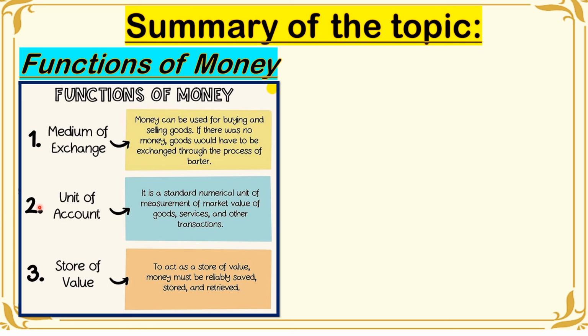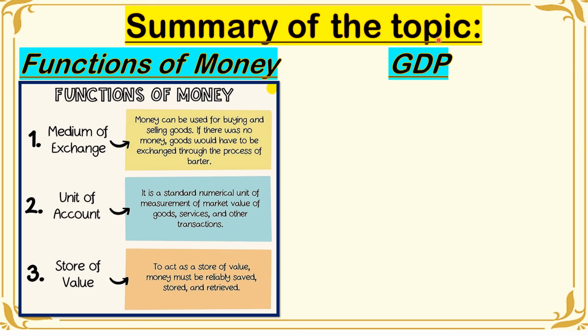Number two, unit of account. It is a standard numerical unit of measurement of market value of goods, services, and other transactions. And the last one, store of value. To act as a store of value, money must be reliably saved, stored, and retrieved.